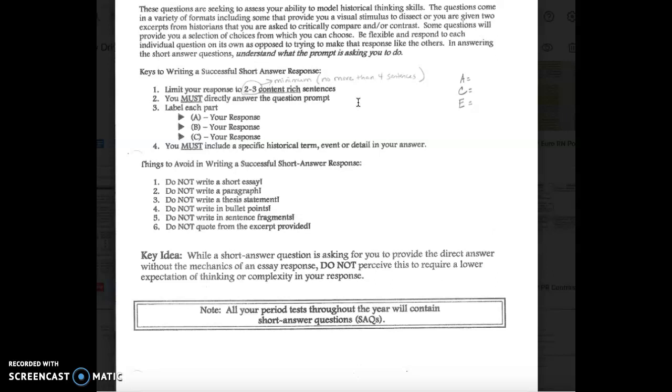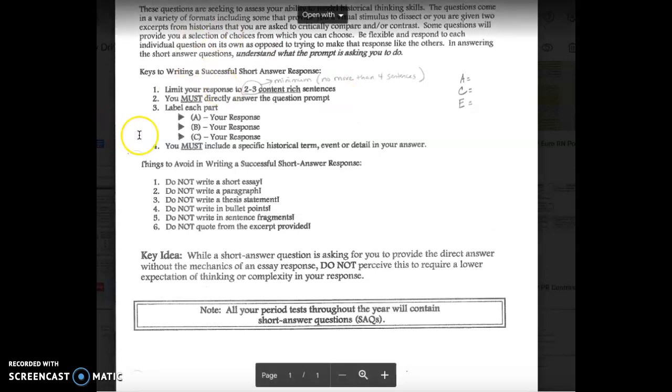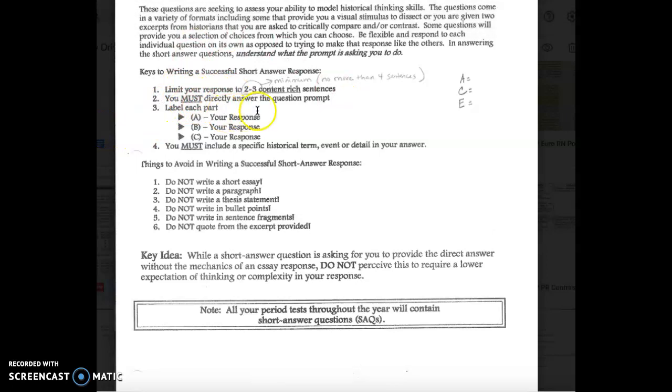They don't want a lot of flowery words. They want you to get straight to the point. And that brings up point number 2. You must directly answer the question prompt, okay? Don't beat around the bush. Don't restate the question prompt. Get right to the heart of your answer.